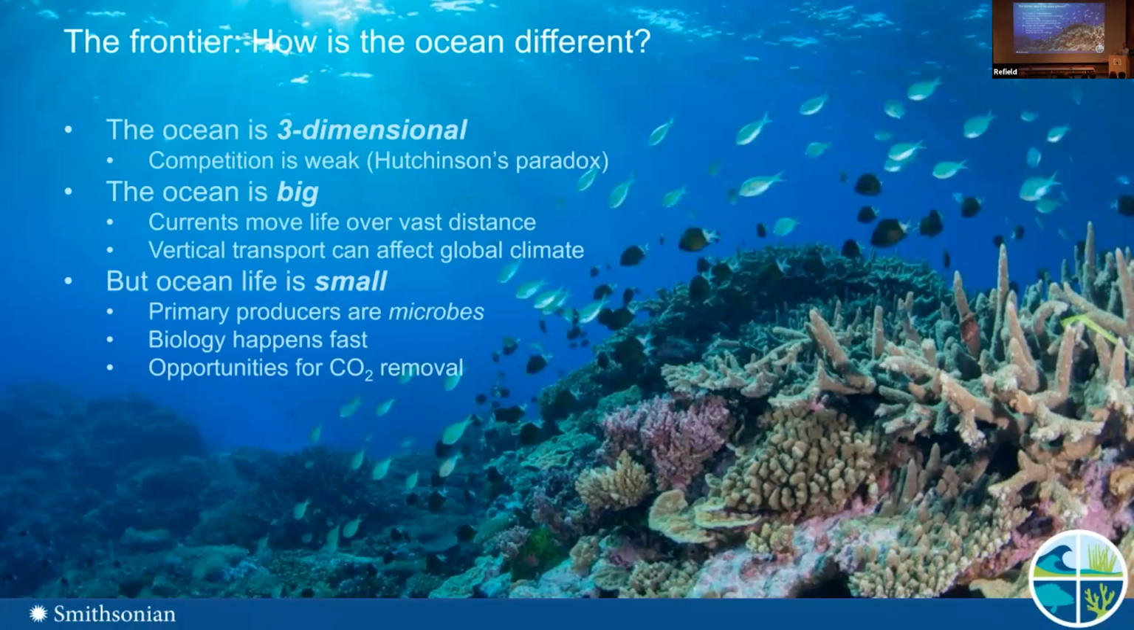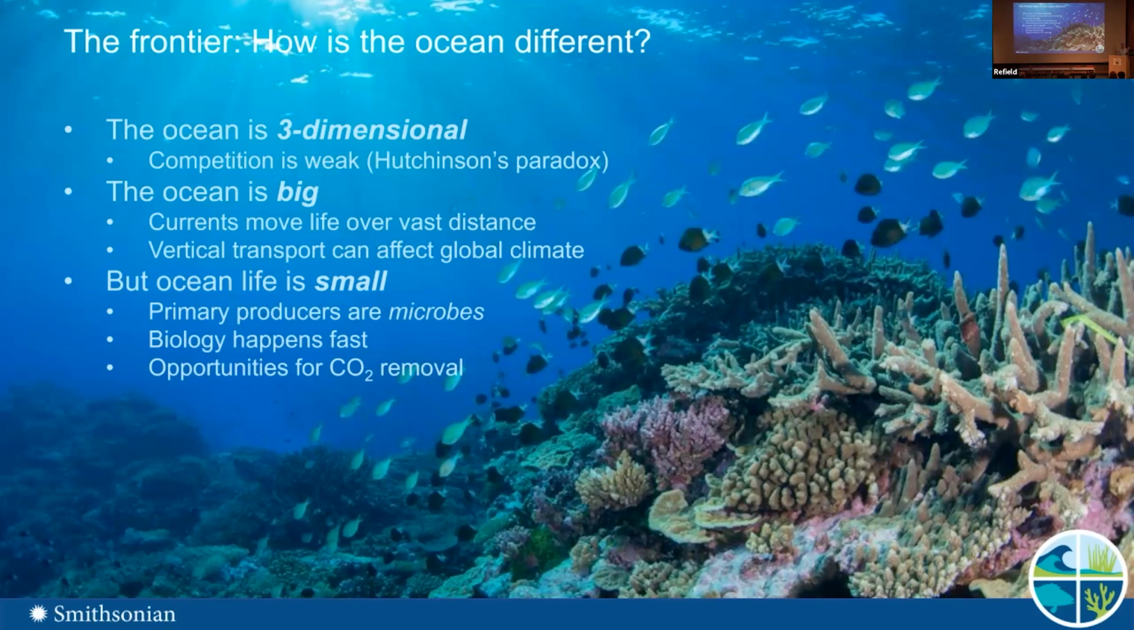Well, the ocean is three-dimensional as opposed to the two dimensions that we see in terrestrial vegetation. That means that competition is weaker. We can talk about that if necessary. The ocean is big, obviously. Currents are moving things over large distances. We have vertical transport out of the surface layer that can have a big influence on ocean carbon and chemistry. The other thing about the ocean being big is that much of it is also invisible, which is not the case on land. And as many of you know better than I do, there are big challenges to seeing important processes in the ocean through remote sensing, which is done routinely on land.